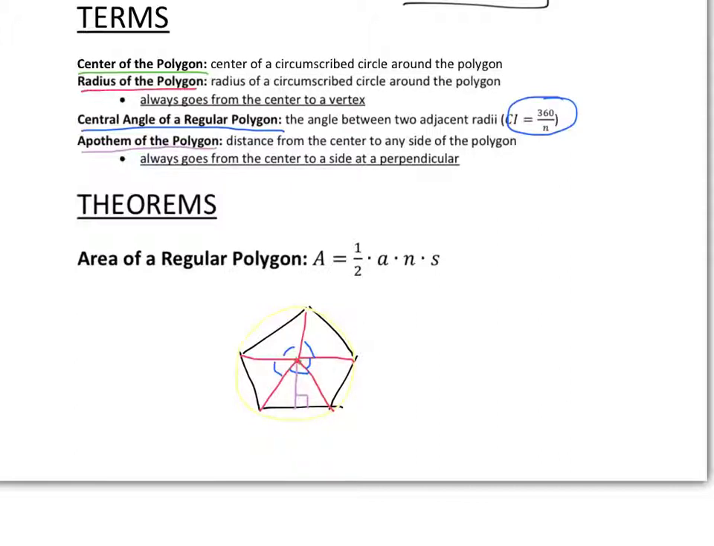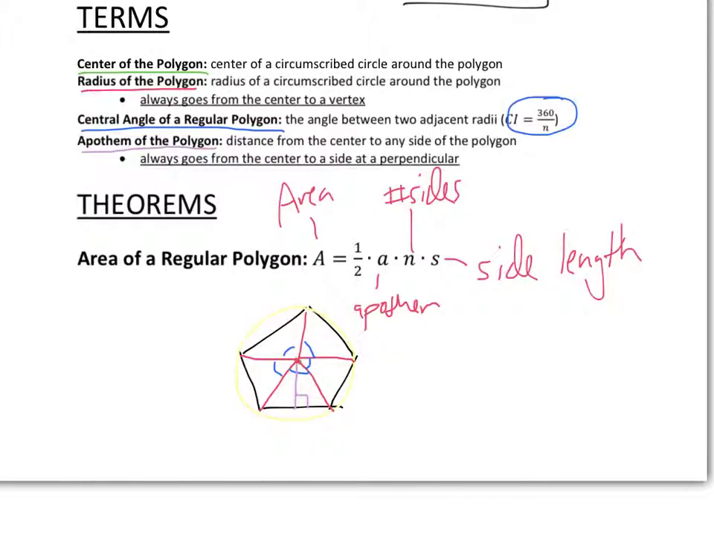Okay, so yeah, this is the theorem. The theorem is 1/2 a n s. Let me define these for you. A is area, the little a is the apothem, n is the number of sides, and s is the length of a side.